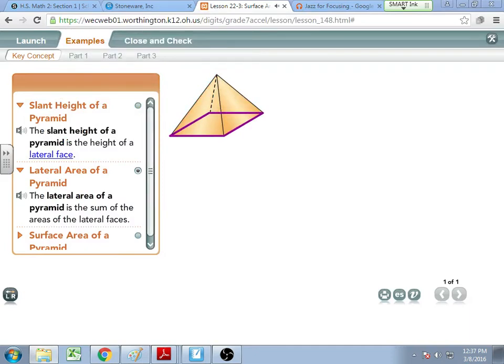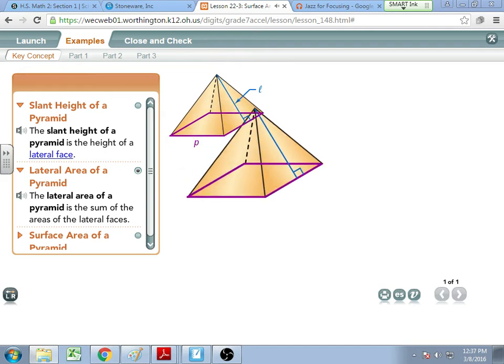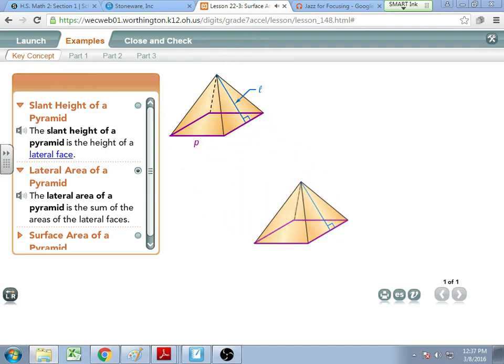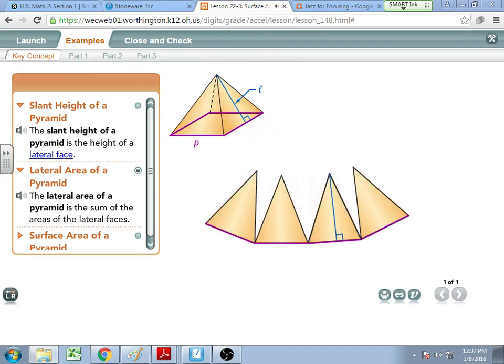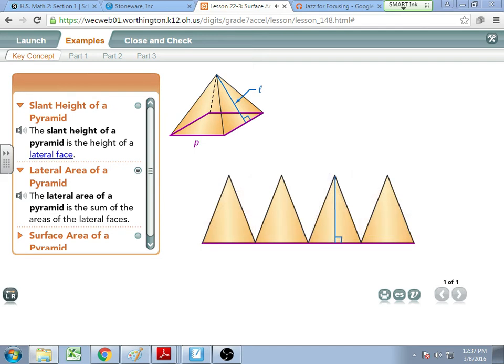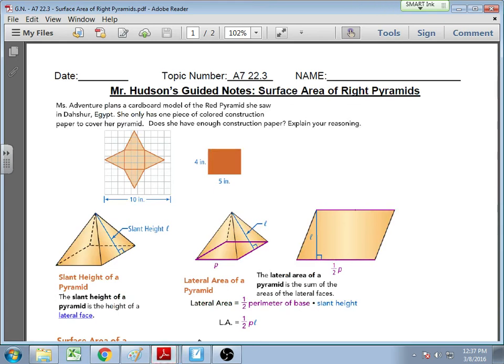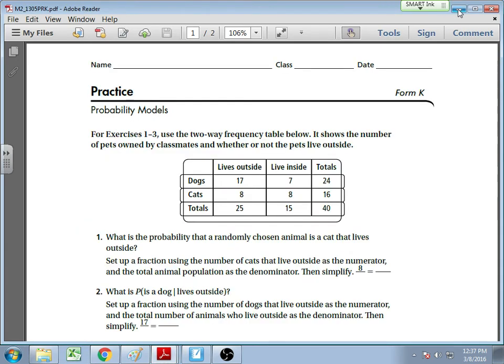Suppose the perimeter of the base is P and the slant height is L. You can unfold the lateral faces of a pyramid into a group of triangles. Notice that the lengths of the bases of the triangles added together equals the perimeter of the base of the original pyramid, and the height of each triangle is the same as the slant height of the pyramid.